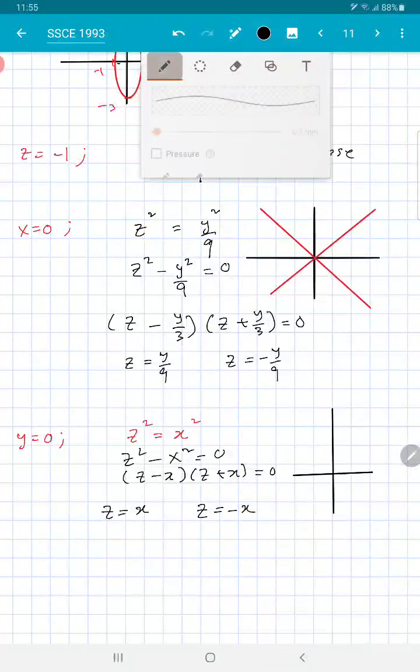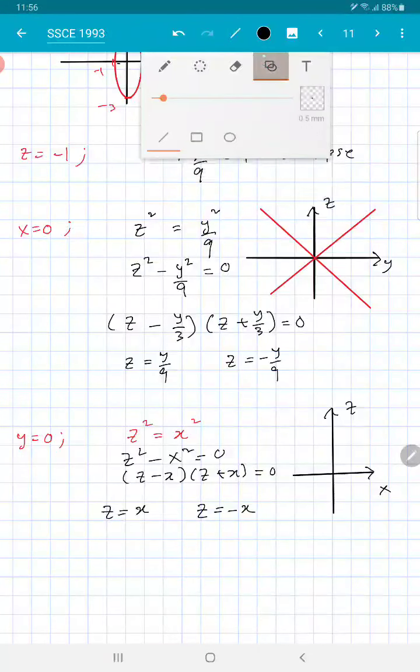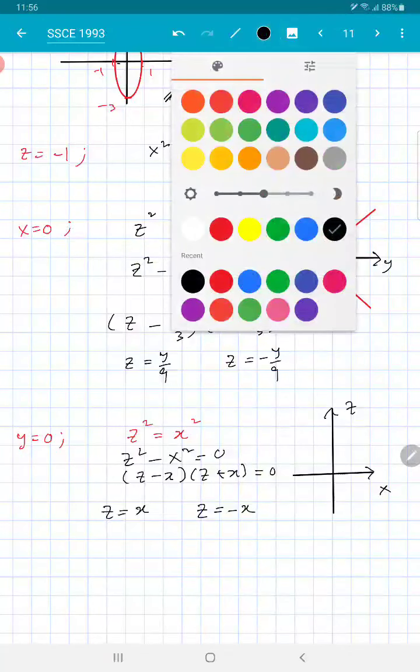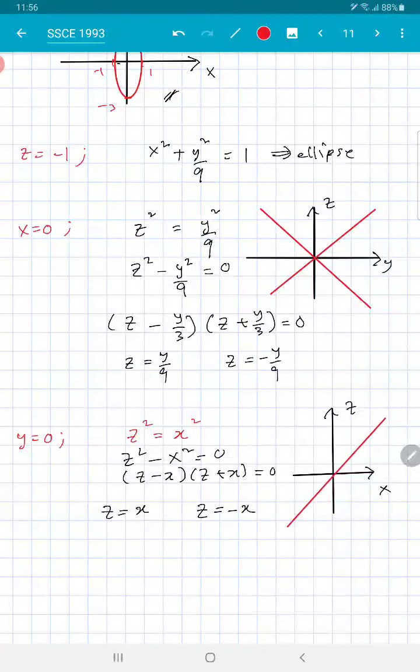Okay, so here we have, this is the x-axis, this is the z-axis. Again, sorry, here should be y and here should be z. Okay, so z equals x is a straight line with the slope 1. So we have a straight line like so. Okay, this is z equals x, and this is z equals -x. So we have an X shape as well.